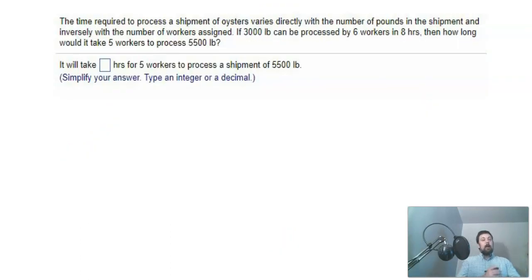All right, let's take a look at a couple of word problems. The time required to process a shipment of oysters varies directly with the number of pounds in the shipment and inversely with the number of workers assigned. If 3,000 pounds can be processed by 6 workers in 8 hours, then how long would it take 5 workers to process 5,500 pounds? All right, so again, a lot of information there.